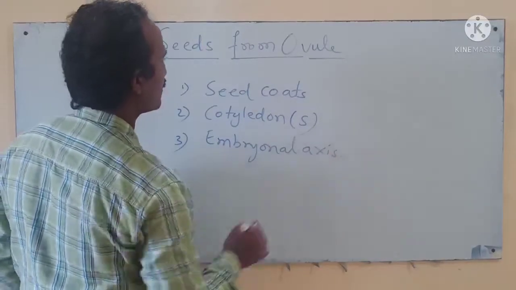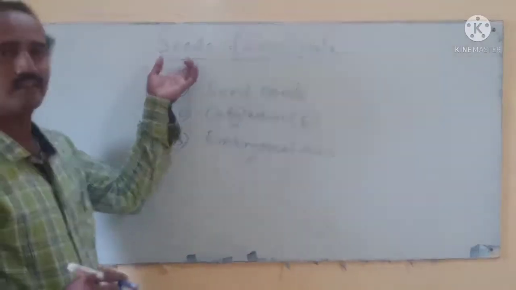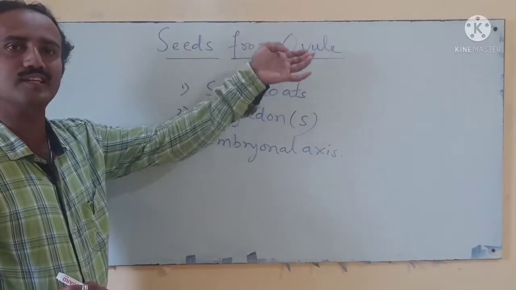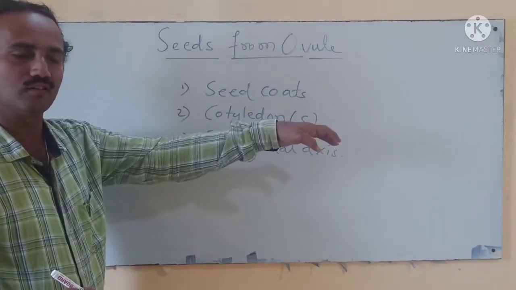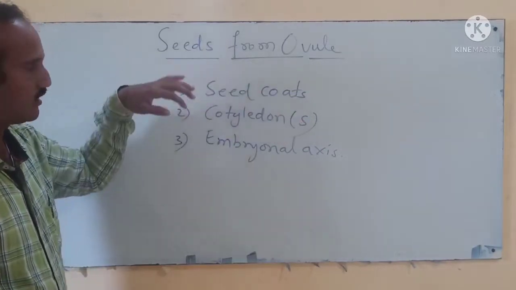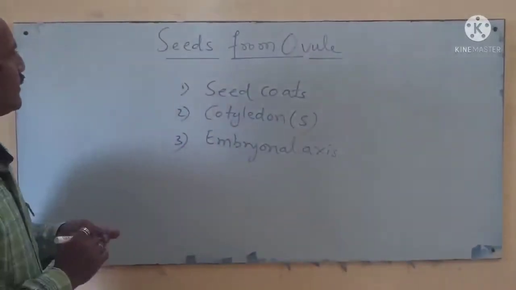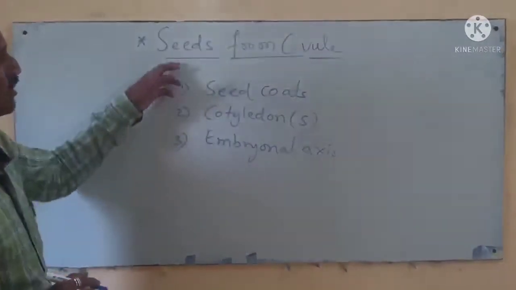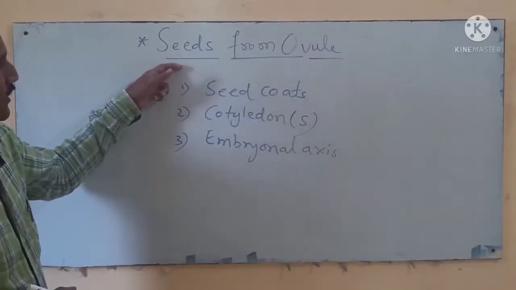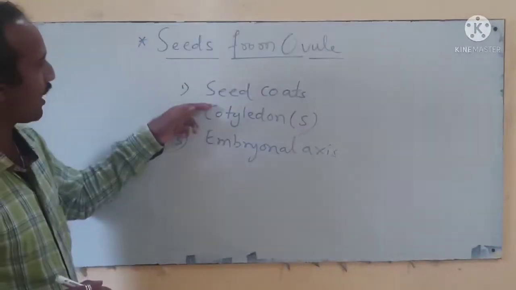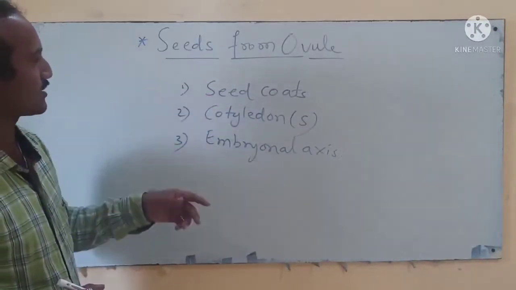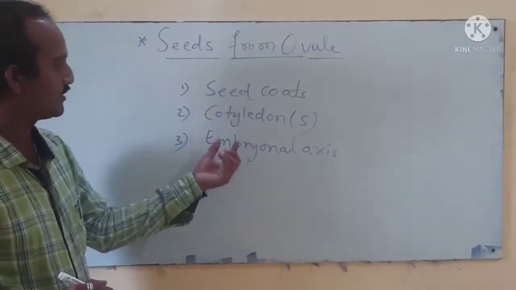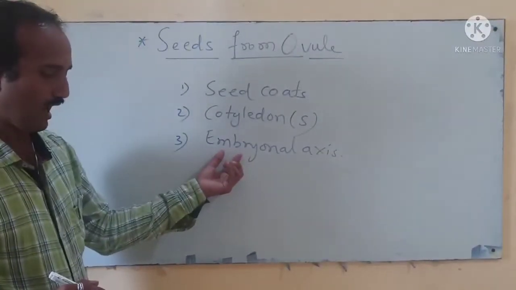So as you know, seeds are the fertilized ovule inside the fruit, and it is the final product of sexual reproduction. It has three parts: the seed coats, cotyledons, and the embryonal axis.